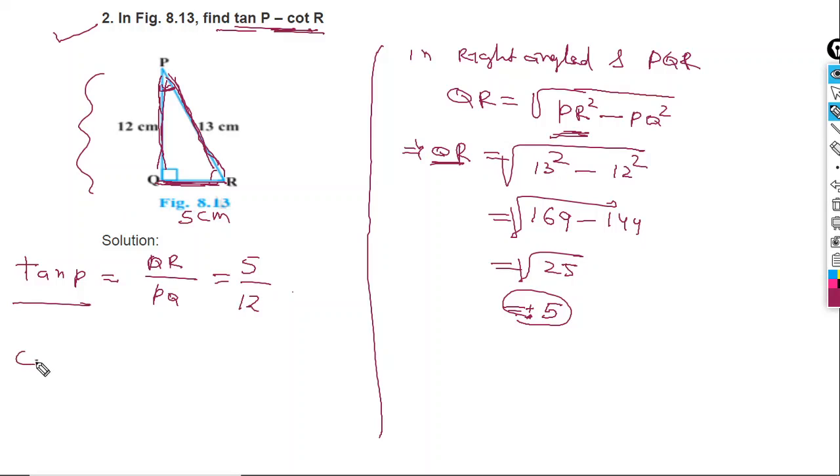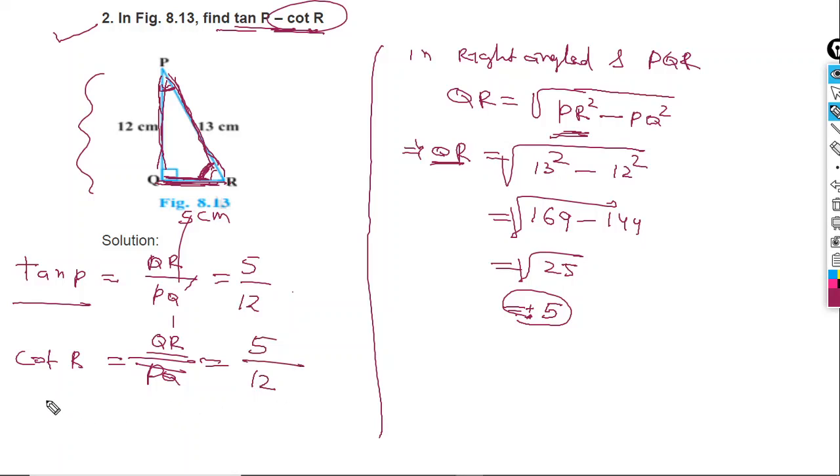So cot R is equal to, now R angle is here. Cot R equal to side adjacent of angle R, that means QR, divided by side opposite of angle R, that means PQ. So QR by PQ, which is equal to, QR is 5, PQ equal to 12.